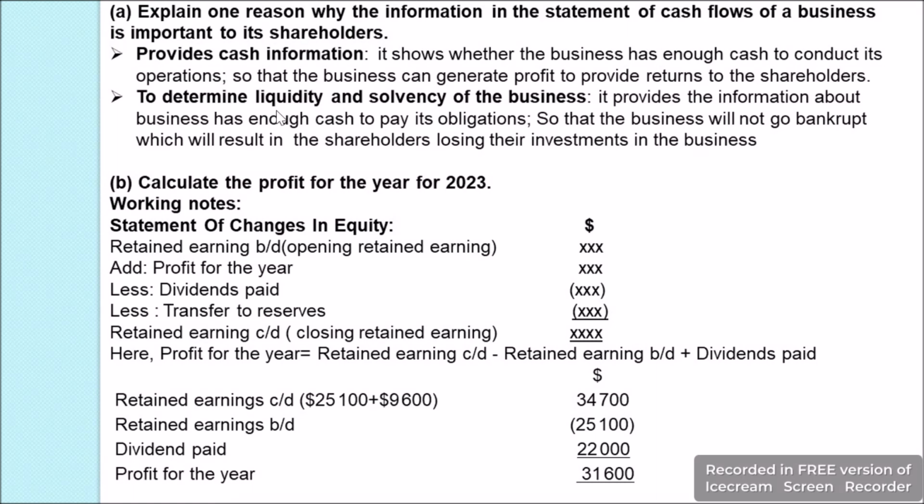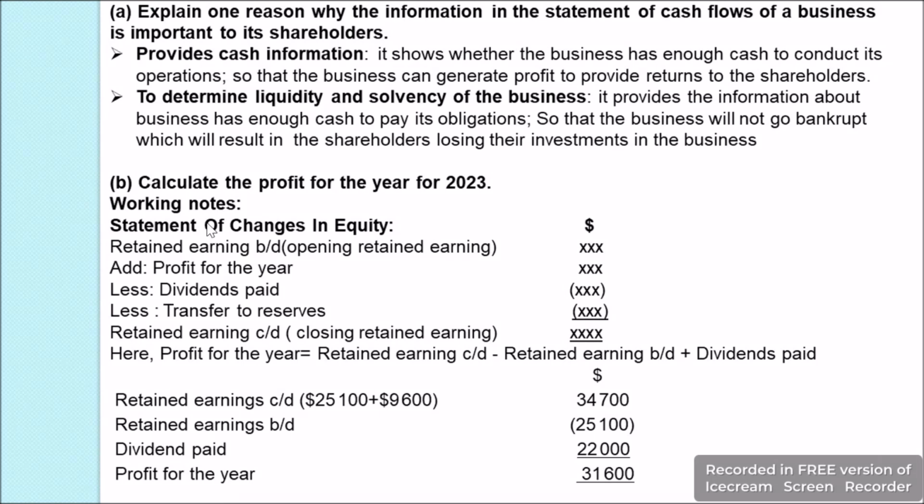Another reason may be because it helps to determine the liquidity and solvency of the business. Many successful or profitable businesses have failed because of insolvency. That is, they may not have sufficient liquid assets available to pay the long-term and short-term liabilities. So, the cash flow statement provides information about whether there is enough cash to fulfill the liabilities, and if there is not sufficient cash, then the business may go bankrupt, which may result in the shareholders losing their investment.